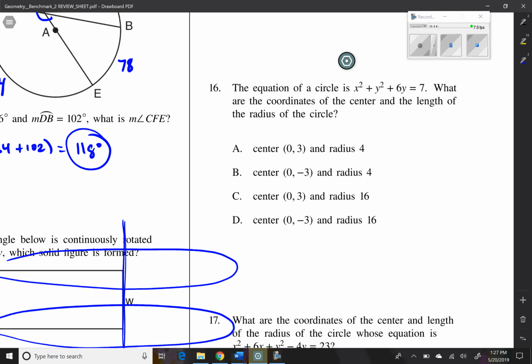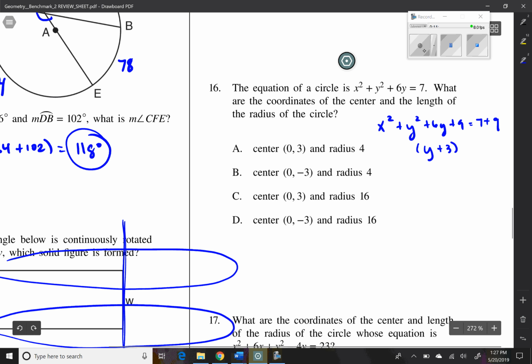Number 16 talks about a circle. So for a circle's diameter, we have to complete the square here. So the number I have to add here is 9 to make this a perfect square trinomial. If I do that, I have to add 9 also to the other side. So this becomes y plus 3 squared. X squared is going to stay, and this all equals 16. So that tells me the radius is 4, so it can't be C or D. And the center is going to be 0, -3, so that's choice B.